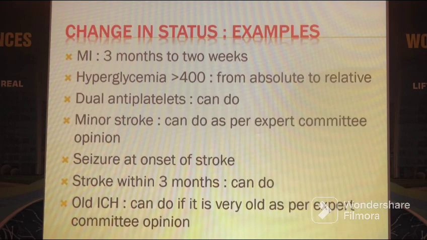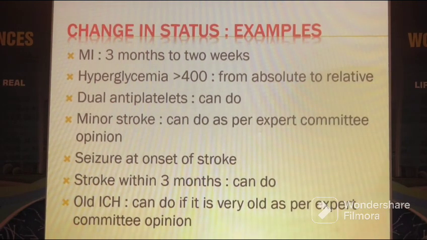So earlier, if you had an MI within 3 months of the stroke, it was an absolute contraindication because there was a risk of ventricular rupture if you administer IV thrombolysis. Now, absolute contraindication has been reduced to 2 weeks. And from 2 weeks to 3 months, there is a relative contraindication if there is a STEMI, and in non-STEMI MI, there is no contraindication.